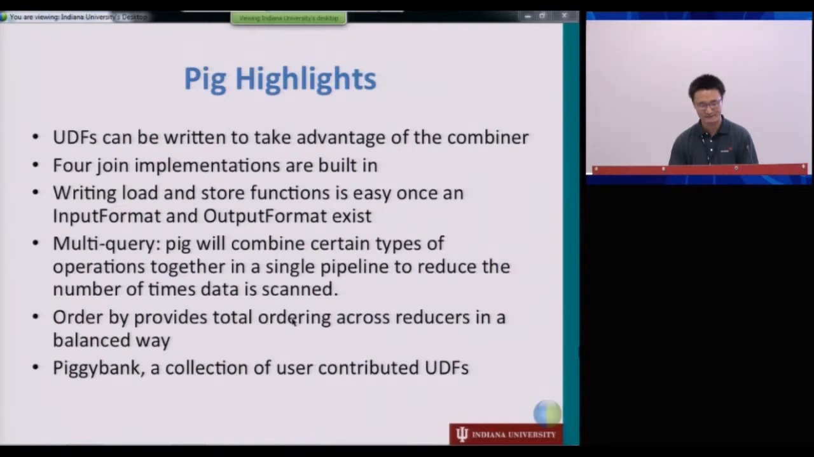Here are other Pig highlights in addition to the programmability and the performance. First one is the UDF. It can be written to take advantage of the compiler. If the UDF satisfies the associative and the commutative rules, this kind of computation can be done in parallel in a Hadoop cluster. It also provides 4 types of join implementations. And the third highlight feature is that writing load and store functions is easy once input format and output format exist. This is similar to Hadoop and HBase. There are some system-embedded input and output formats, so you can deal with this kind of input conveniently without repeating the work.